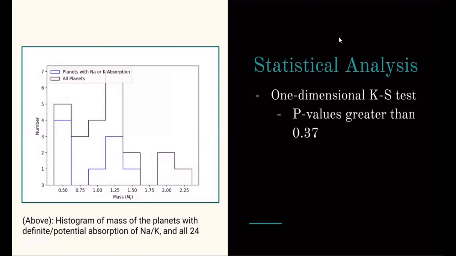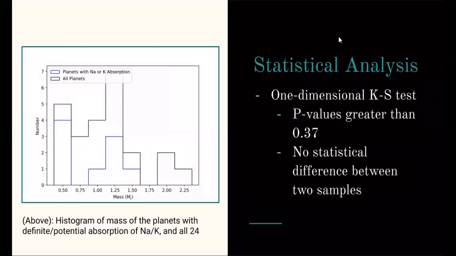Exemplifying this is the histogram you see here, which shows that the distributions of masses for planets with sodium or potassium absorption is the same as the distribution of masses of all the planets in our search. So we found no statistical difference between planets which have been found to show absorption and planets which have not been found to show absorption in one dimension.